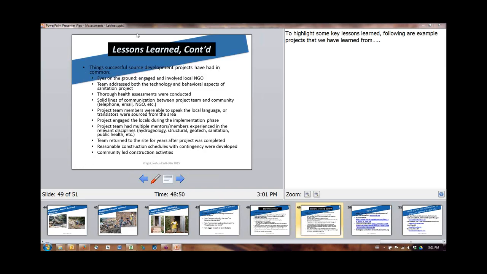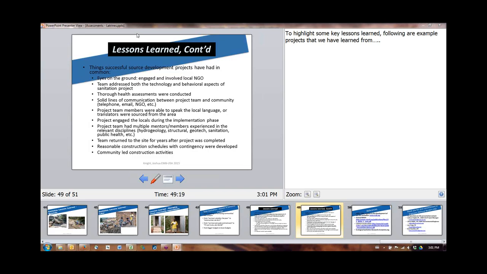All right. Eyes on the ground: having a great, involved NGO is critical to your project's success. Look at technology as well as behavioral aspects, because if they're not going to do some aspect of your, let's say, composting latrines, they have to add some form of carbon, like corn husk, and they're not doing it and they're not going to do it, then maybe you need to rethink whether you make a composting latrine.